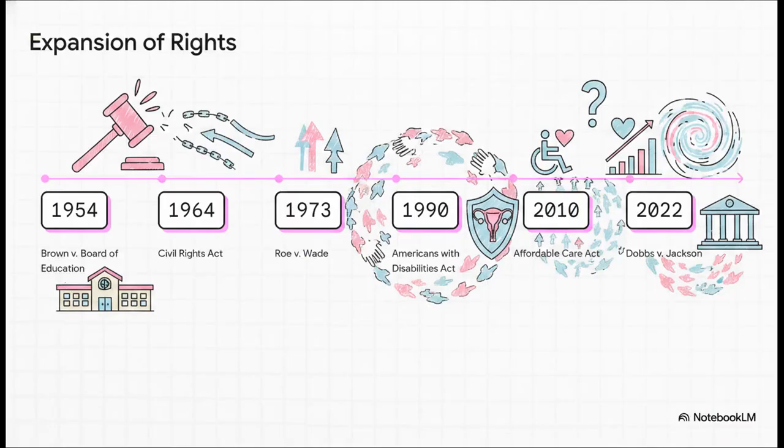Before we zoom into the really specific impacts of these eras, let's take a quick bird's-eye view of this timeline. Just look at the momentum here. We go from the truly groundbreaking Brown versus Board decision in 1954 to the Civil Rights Act of 1964, moving right through the expansion of rights with Roe v. Wade and the ADA, all the way to modern legal battles like the Affordable Care Act and the Dobbs decision in 2022. You know, this isn't just some random list of dates. It's a continuous, constantly evolving story of American policy.